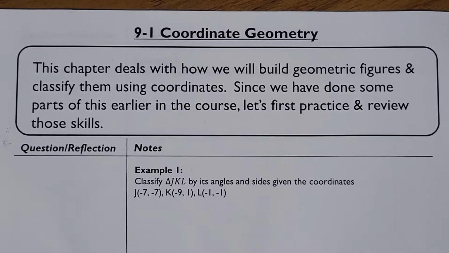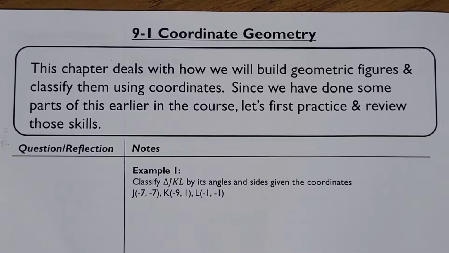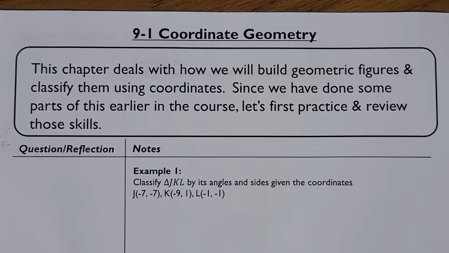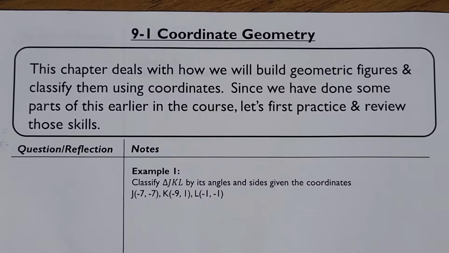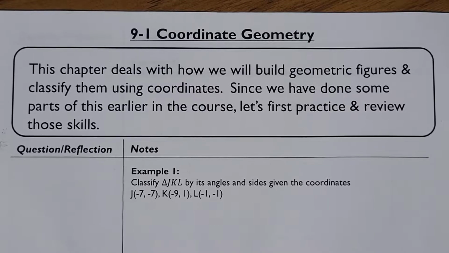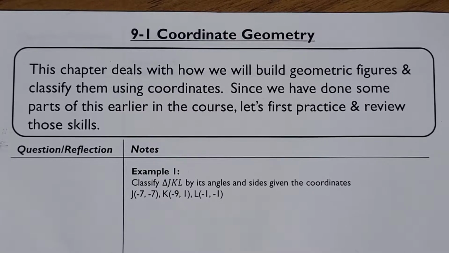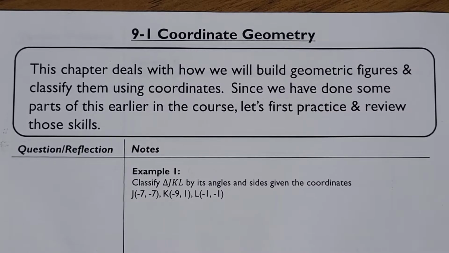Welcome back, everyone. We are working on section 9.1, coordinate geometry today. This section should kind of be a review of some of the things we talked about previously in this course. It's all about classifying triangles and quadrilaterals based off the endpoints you're given and proving it.